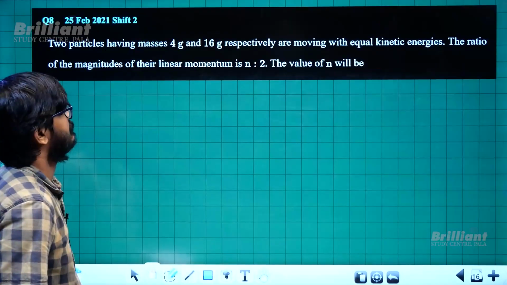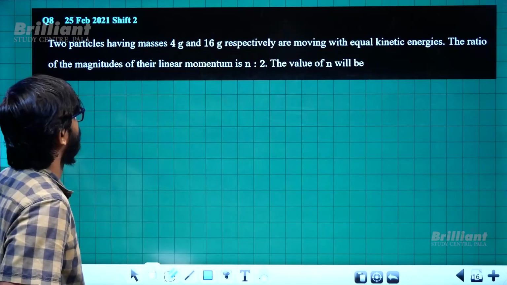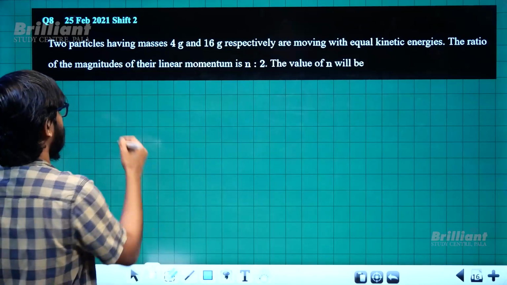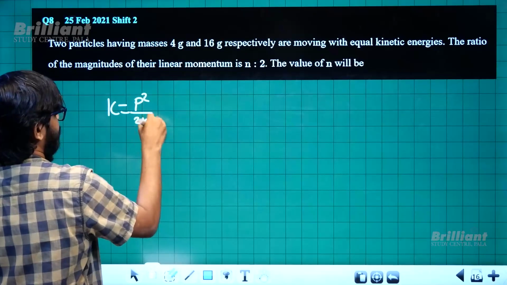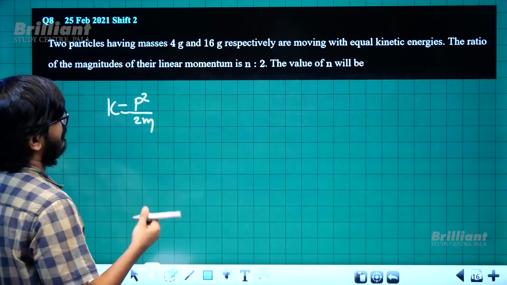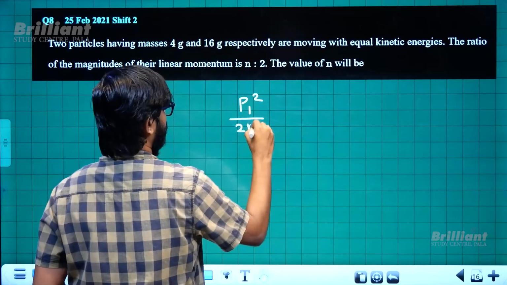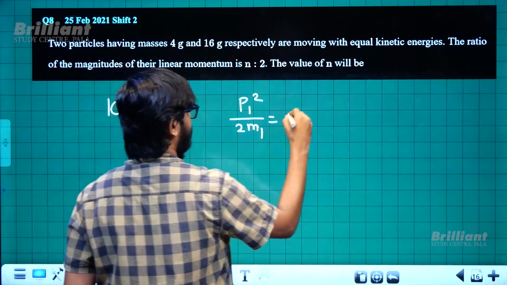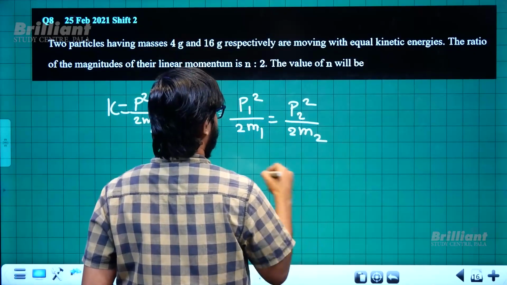Two particles having masses 4 gram and 6 gram are moving with equal kinetic energies. The ratio of their magnitudes of linear momentum. Just now we have seen kinetic energy. Sometimes we will write it as p square by 2m for an easy way. So they said equal kinetic energies. So p1 square by 2m1, that is the kinetic energy of the first particle, equals p2 square by 2m2, that is the kinetic energy of the second particle.